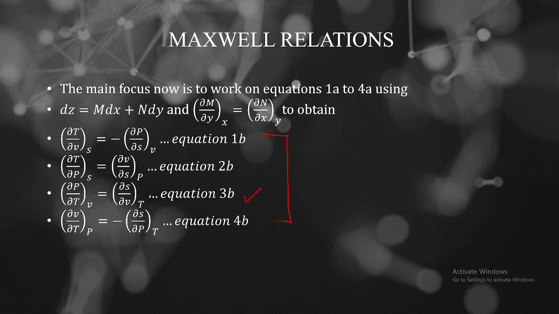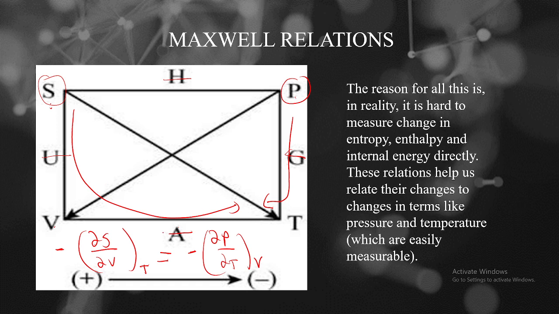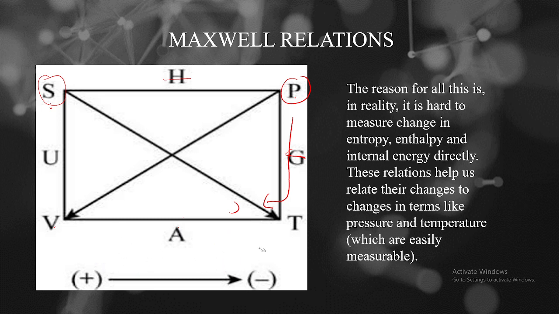Del S, del V at constant T is equal to del P, del T at constant V. Right, so the negative cancels out. Oh, sorry, this was supposed to be del S del V, right? So that we have the expression in this way. So I'll take it again. I think I'll take it a bit more slowly.